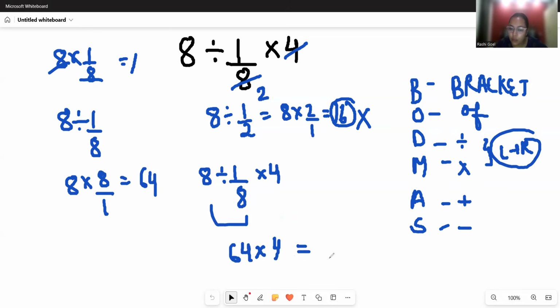64 times 4 is... 6 times 4 is 24, and carry over 1 is 25. It's 256. So what is the correct answer? 256, not 60. I hope it's clear and you find it useful.